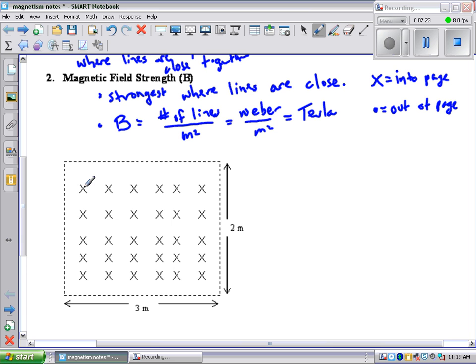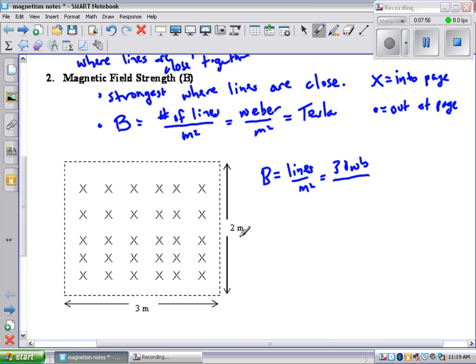So here we have a magnetic field. The X's mean it's pointing into the page, and there are a bunch of magnetic field lines, and we have an area. So we're going to find the strength of the magnetic field. It's going to be B equals lines per meter squared. So I would just count the lines. There's 1, 2, 3, 4, 5, 6 lines across, and 1, 2, 3, 4, 5 lines down. So that will give me 30. So we have 30. We can use Webers for our unit.